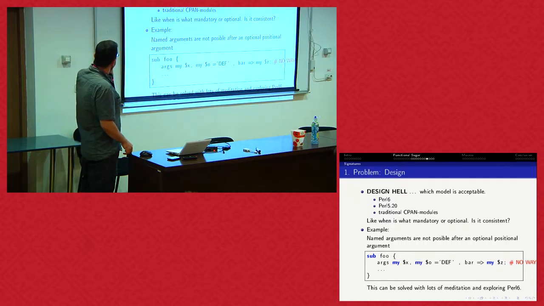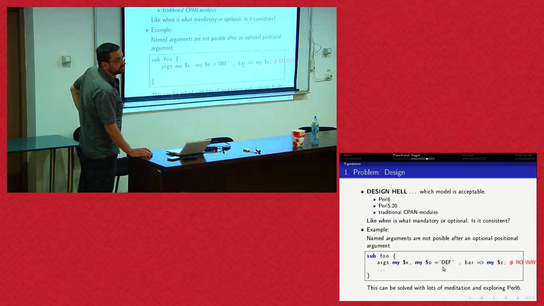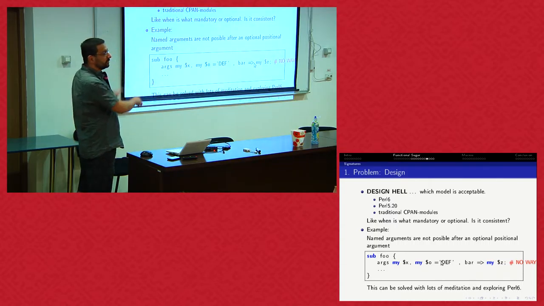So this can be solved with a lot of meditation and looking into the Perl 6 discussions. But I will give you an example of something which is not possible and which should raise an exception. If you have my $x and my $o, which are positional arguments, and you have here a named argument bar, but $o has a default, it means it's optional. And if I can have one or two positional arguments, I don't know where the named arguments start. That's why this is forbidden. After an optional argument, you can't have named arguments. So this is a part of the design hell. So this is soon to come.